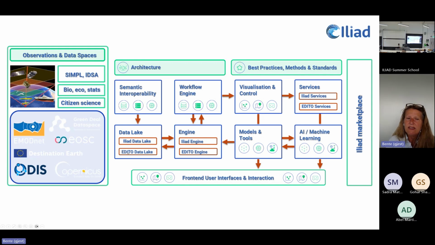And then you have EDITO, the European Twin Ocean you might have heard of, and we can come back to that later. It's more like a met-ocean digital twin of the ocean in Europe, and a big initiative in Europe. Iliad is one of the components in this ecosystem building a digital twin of the ocean in Europe.